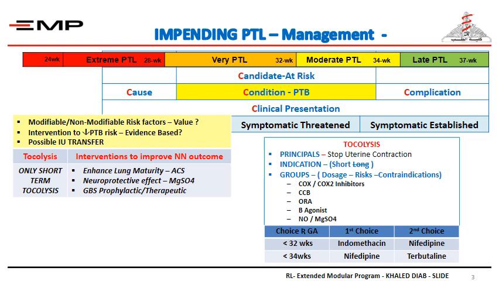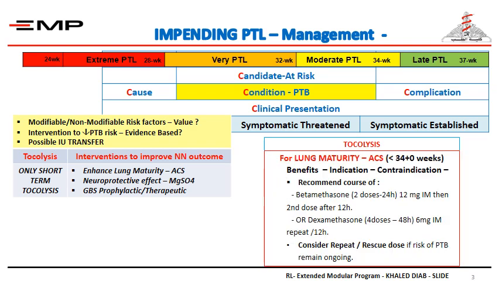3 main interventions are used to improve neonatal outcome. Antenatal corticosteroid therapy reduced the incidence of RDS, intraventricular hemorrhage, necrotizing enterocolitis, and neonatal mortality by almost 50%. Maximum benefit is after 24 hours from the last steroid dose. It is given for threatened preterm labor between 24 and 34 weeks of gestation.